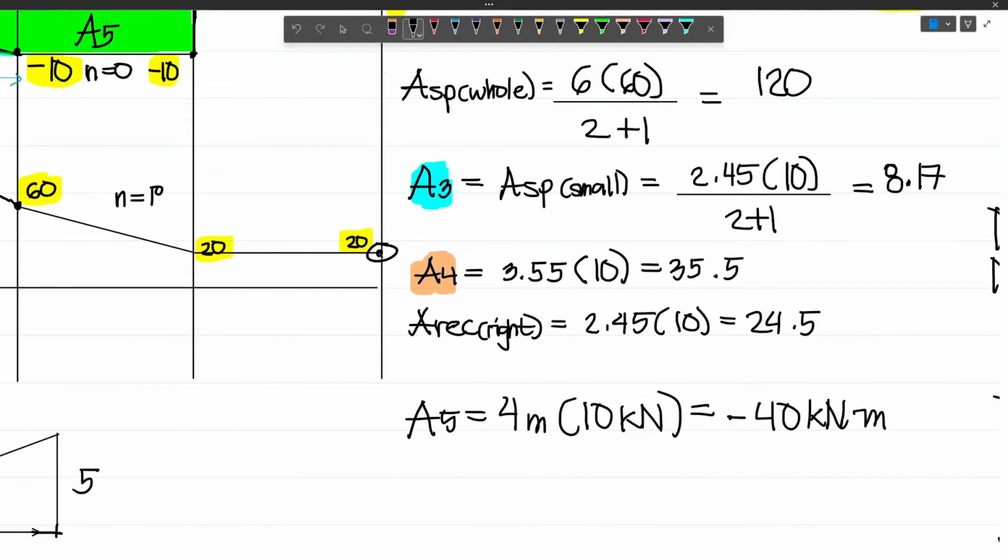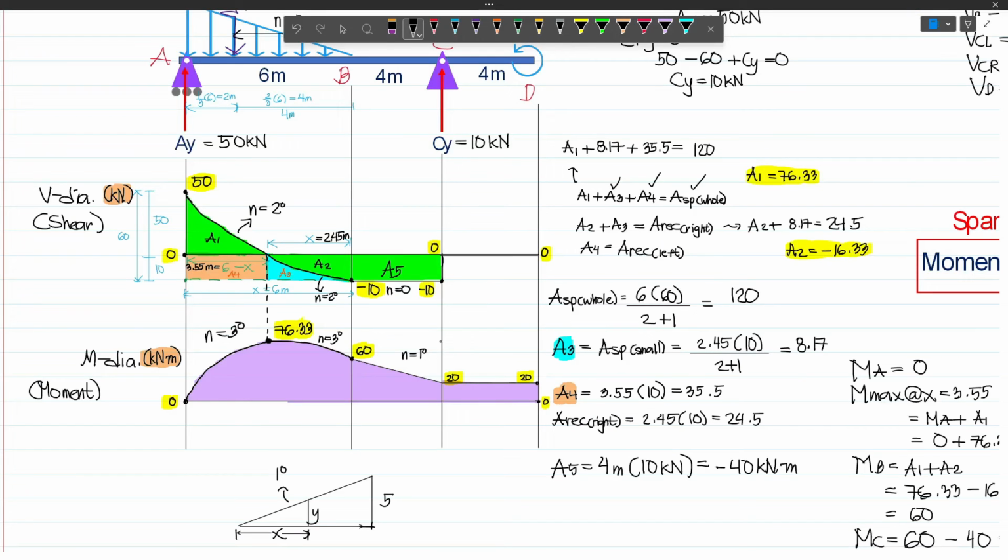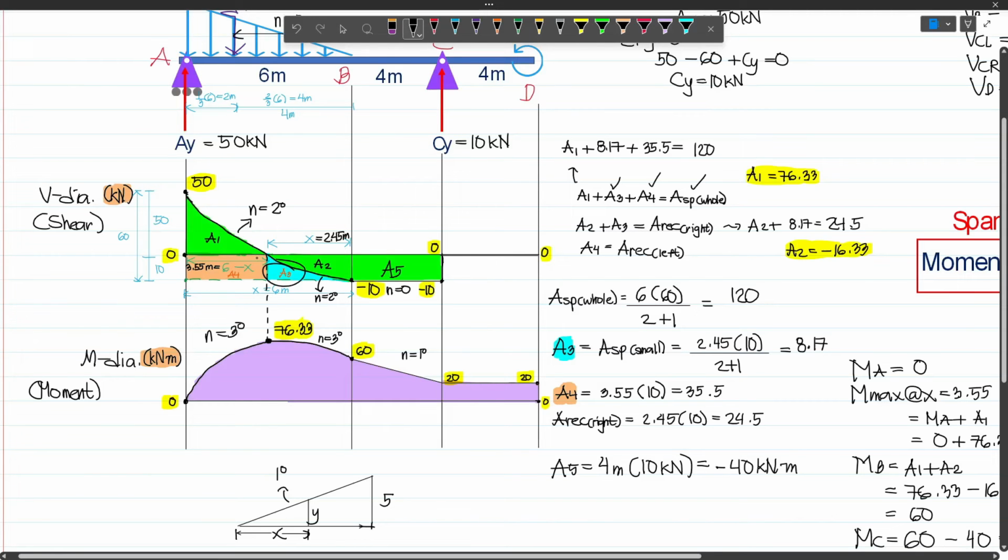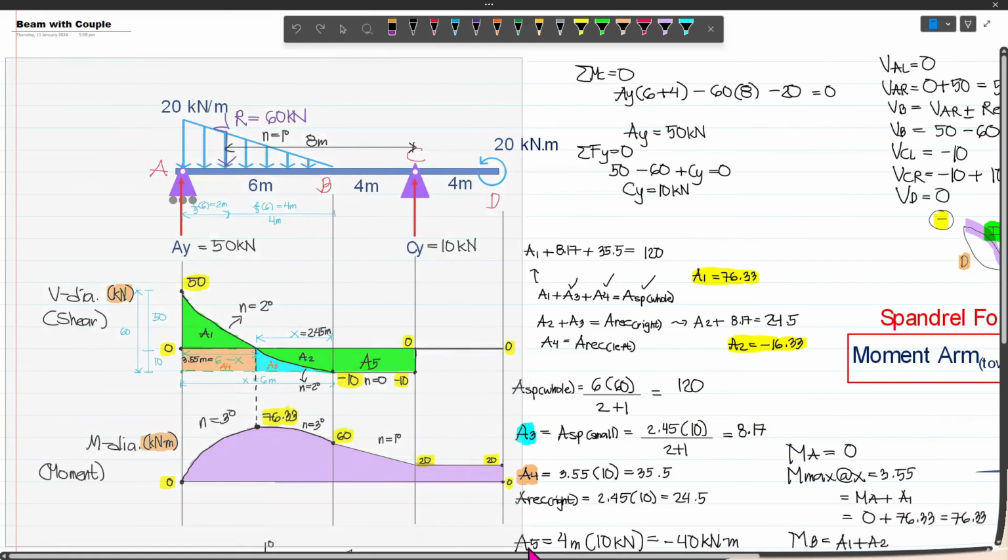And so from here, bababa tayo sa 0. And so now, we have this shear and moment diagram. Again, itong A4 saka A3 are excluded from the shear diagram. We are only including itong mga green areas. And so ito na yung diagrams natin.